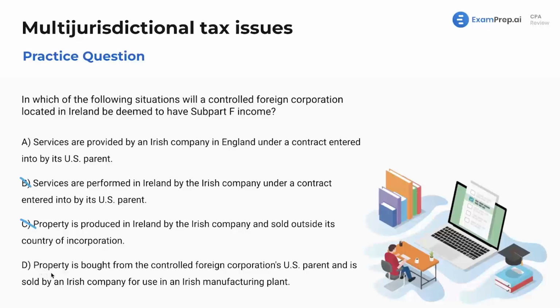And lastly, letter D here. Property is bought from the controlled foreign corporation's U.S. parent and is sold by an Irish company for use in an Irish manufacturing plant. Well, even though the property is being sold by the Irish company, the use of that property within the same country of the controlled foreign corporation would not result in subpart F income, leaving us with simply letter A, as we discussed. That's about all I got for you today with these questions.